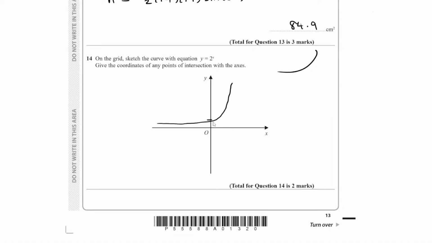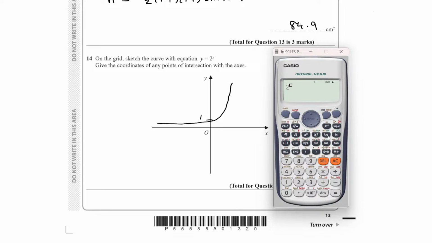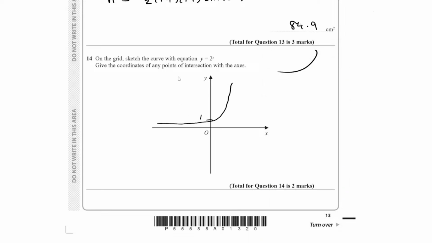And it always crosses through any of these exponential ones at 1, because that's where x is 0, isn't it? So for example, 2 to the power of 0 is 1. Any number to the power of 0 is 1. So the exponential graph will always cross through at 1, but I think you've already had a question on exponential graphs. So whether they'll ask again, I don't know.